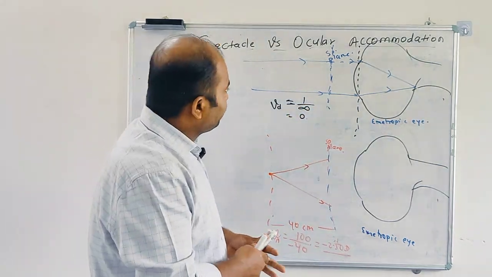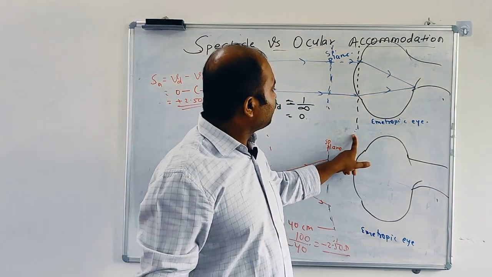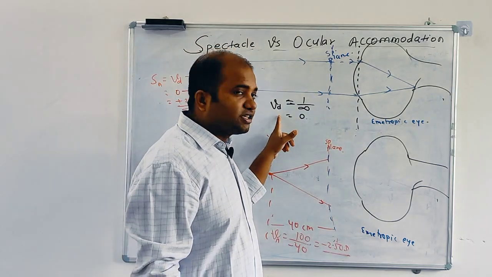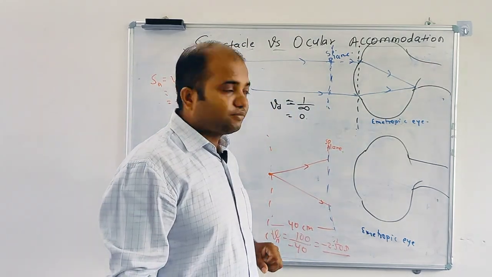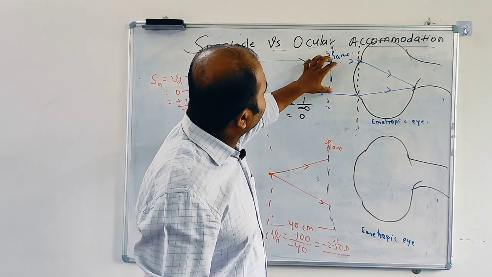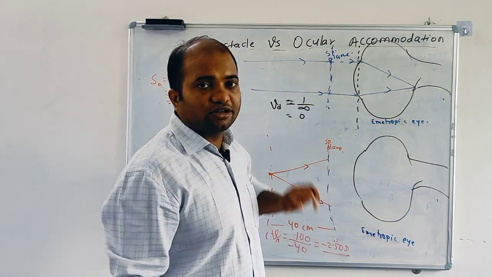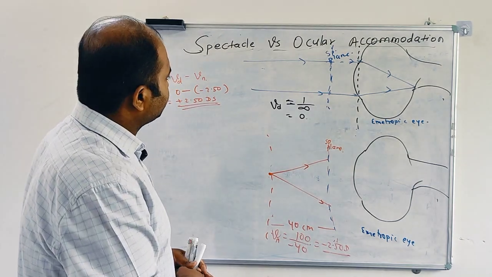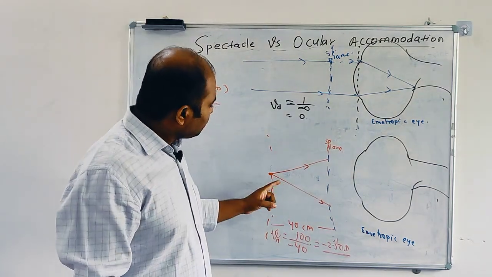So even for calculating the ocular accommodation at the principal plane, Vd, the vergence at this plane, is 0, because the parallel ray of light still continues to strike the cornea, right? So vergence at distance is 0.